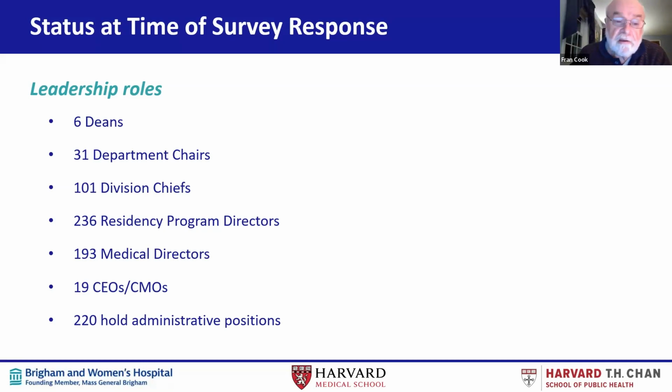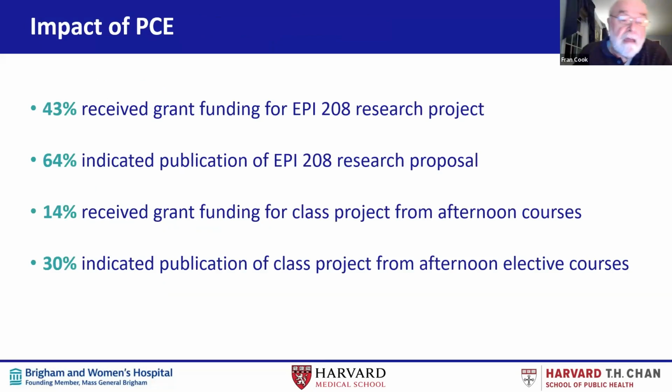The other thing I just want to mention is we asked our students, what happened to that study you developed as part of your EPI 208 project, as Heather was describing. 43% said they got grant funding after the summer ended to do that project, and almost 2/3 of them said that they wrote a paper that was published based on that project. Now, many of our afternoon elective courses also have projects, and those students said 14% received grant funding for a project they developed in an afternoon elective, and almost 1/3 of them said they wrote a publication on it. This just reflects the applied nature of our program.